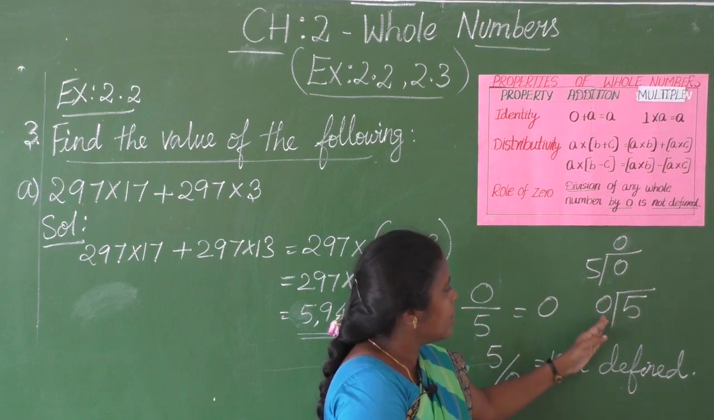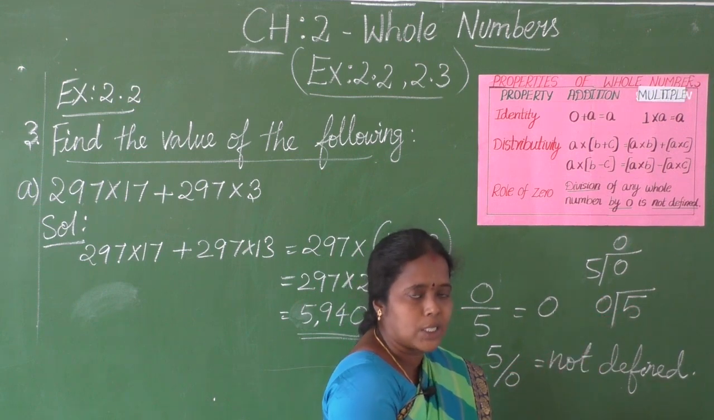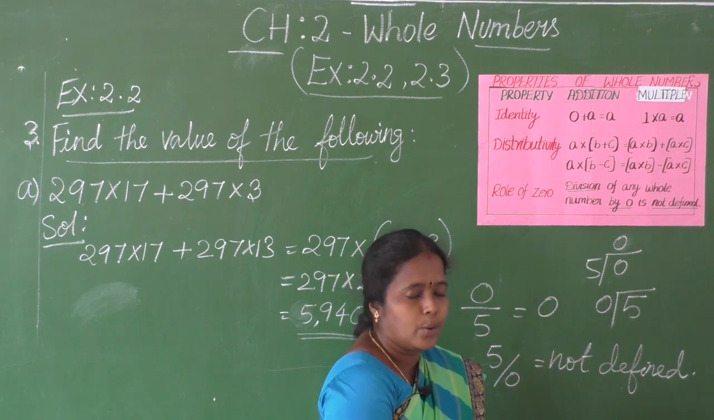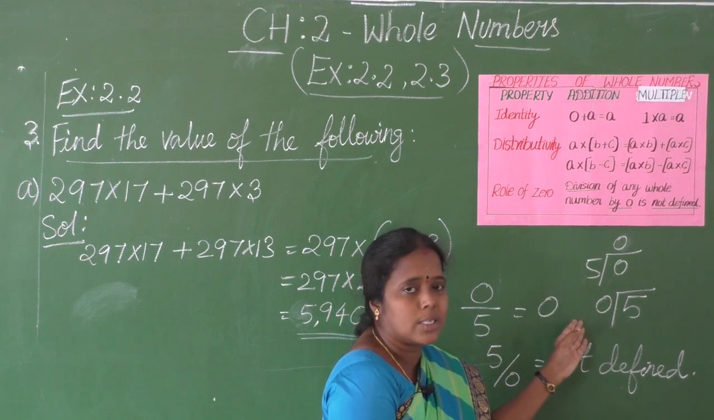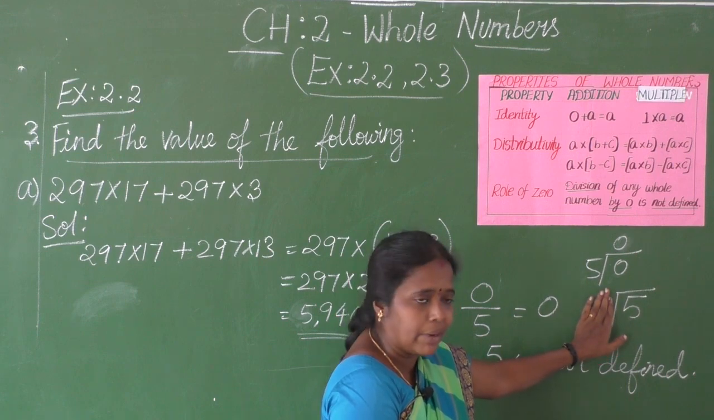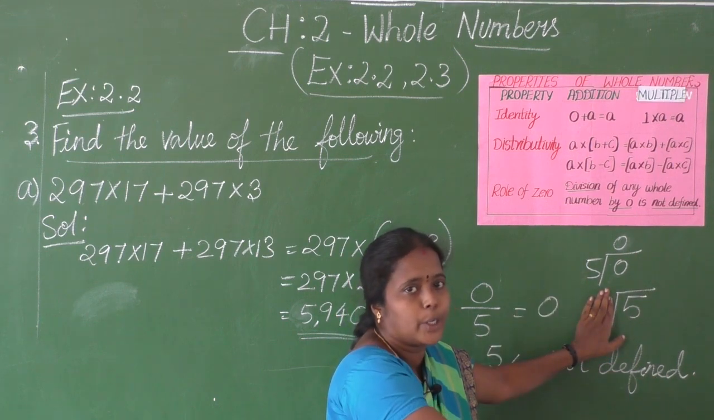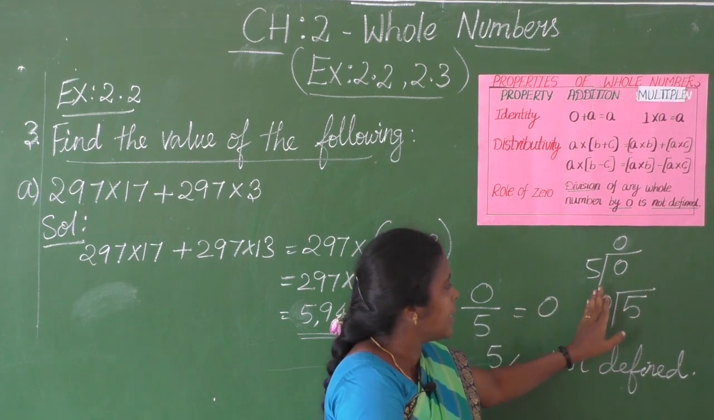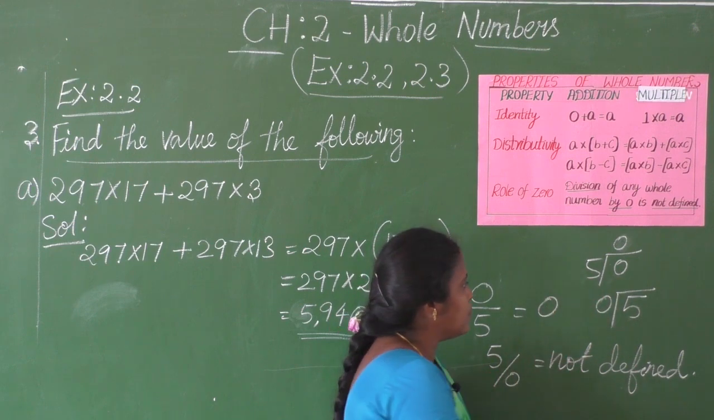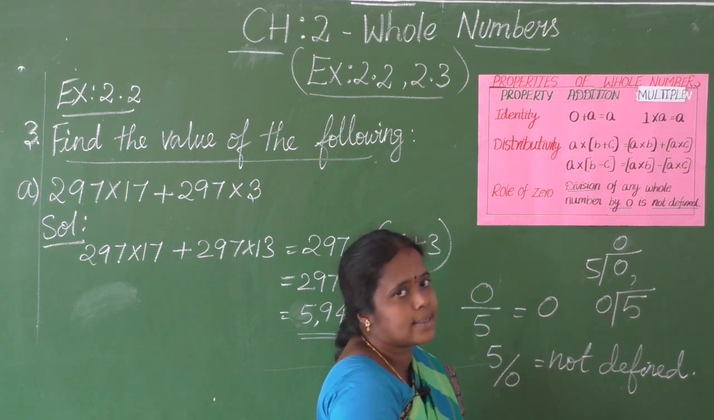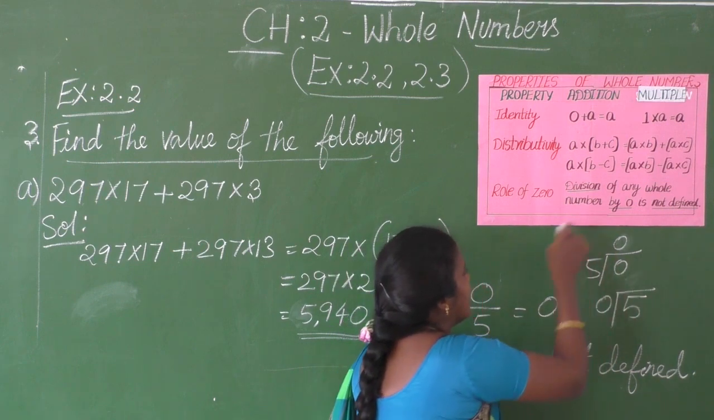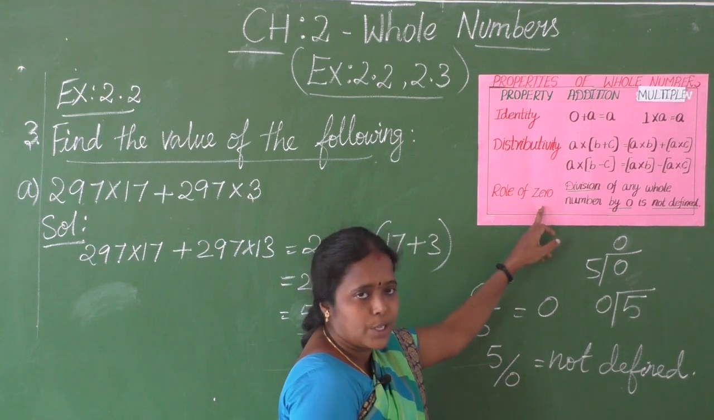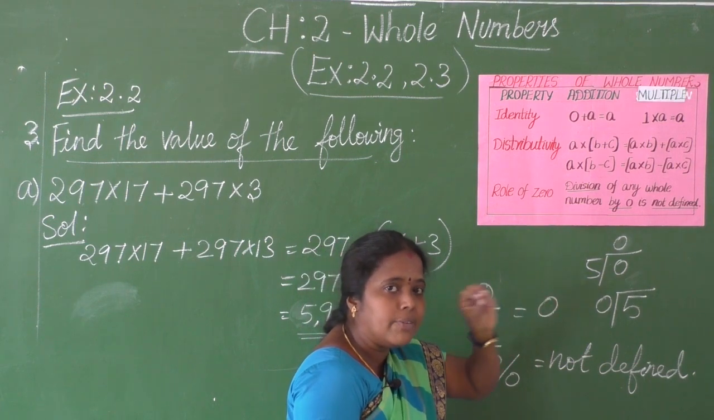Clear? But here you have 5 objects, 5 chocolates, 5 things you have. But in the divisor only 0 is coming. So there is no value in this place. So no time are you going to cut. When you did not cut at all, how can you get the answer? So it is meaningless. Understood children? This is what we have written here, the role of 0 under division.